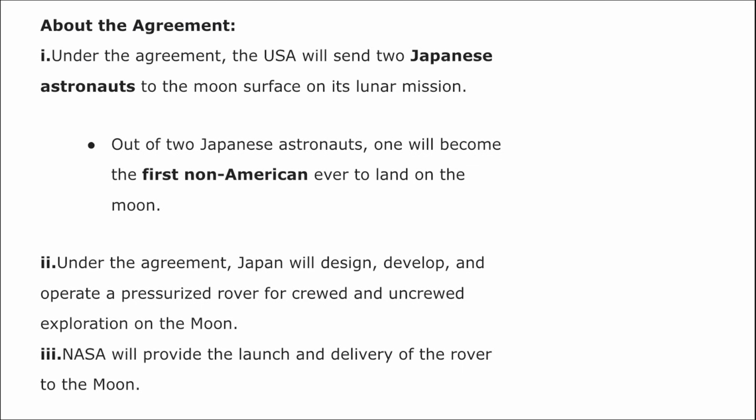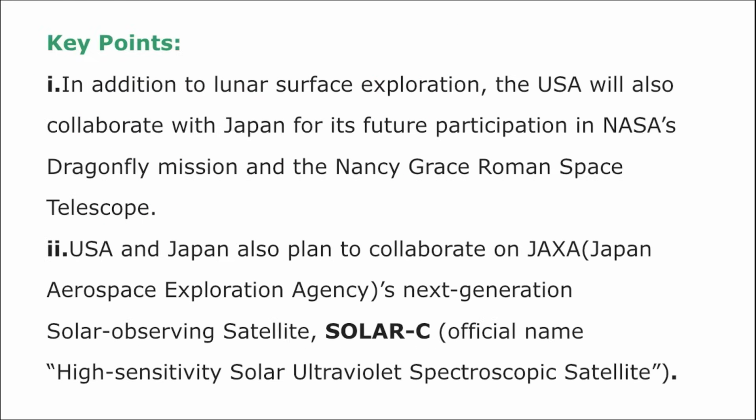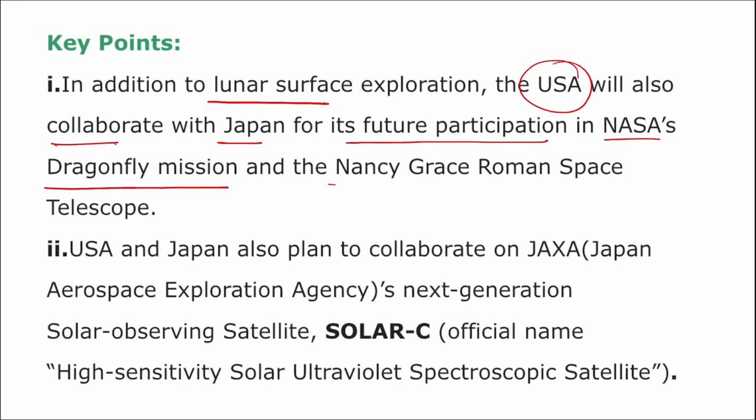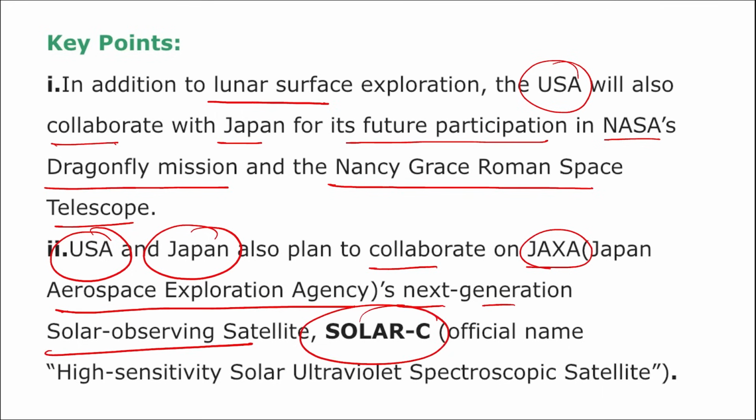Apart from this, NASA will be sending two Japanese astronauts to the surface of the moon, and one of them will become the first non-American ever to land on the moon. In addition to this lunar exploration, USA will also collaborate with Japan for their future participation in NASA's Dragonfly mission and the Nancy Grace Roman Space Telescope. USA and Japan will also collaborate on JAXA, the Japan Aerospace Exploration Agency's next generation solar observing satellite, SOLAR-C. This is the official name. This is a high sensitivity solar ultraviolet spectroscopic satellite.